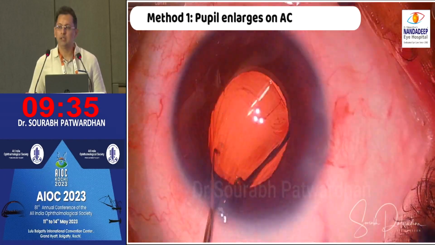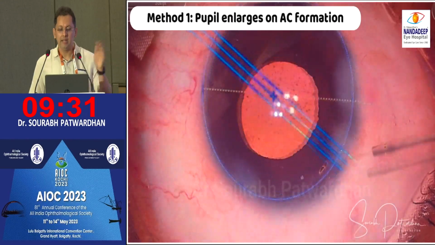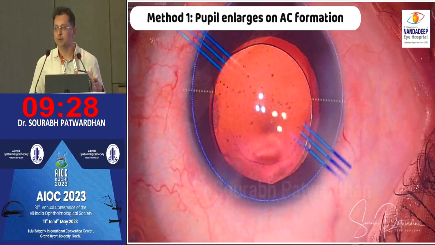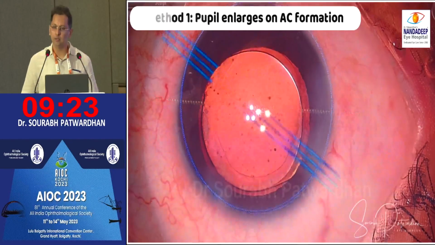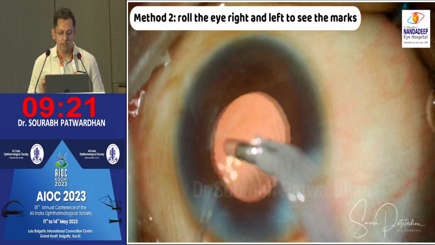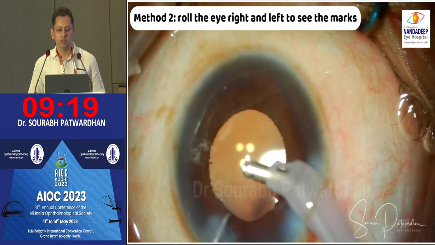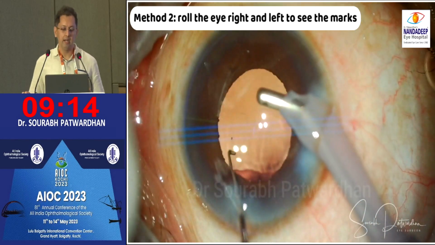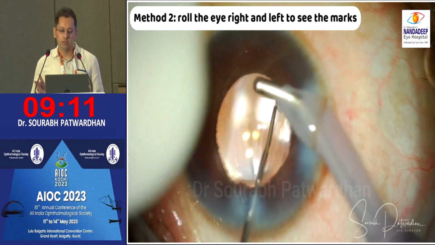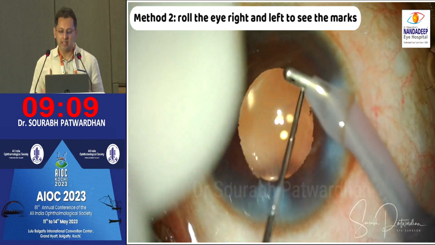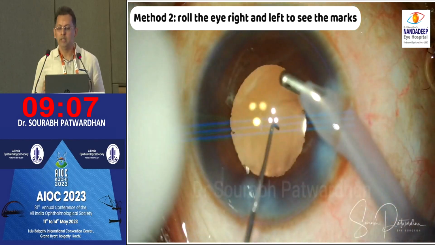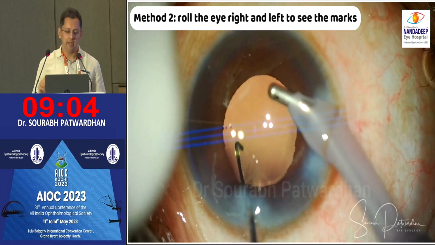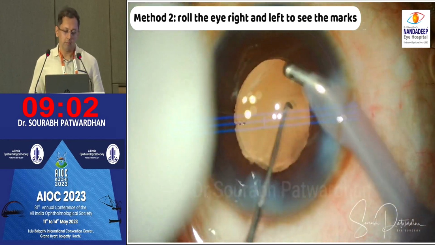So the first method to check where the toric marks are is to use the LIDRS in a certain way. That means when you hydrate, in some eyes the pupil dilates, and then you can check the marks and align it very well. So if those patients are there, you can use this trick. Another trick is to roll the eye right and left to see the marks if the pupil has become a little bit mid-dilated. Here you have to take the help of the parallax, because the IOL plane is deeper than the iris. So if you move the eye right and left, you can see those marks at the end, and you can align them according to the marks that you have made.